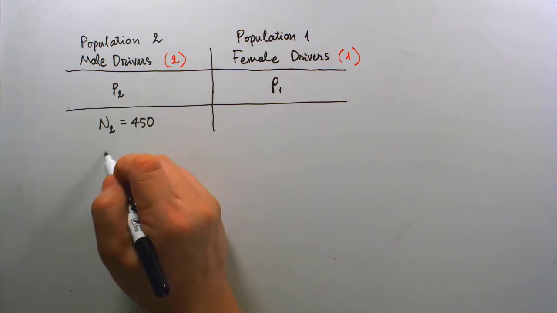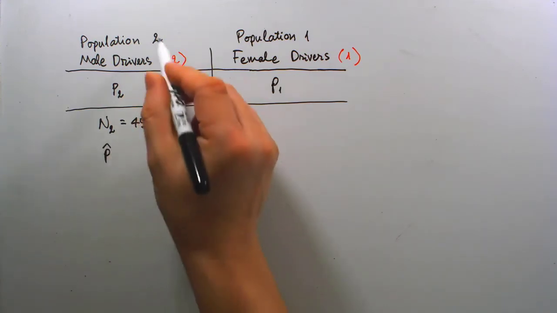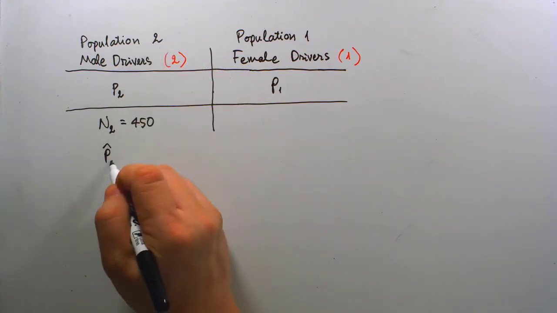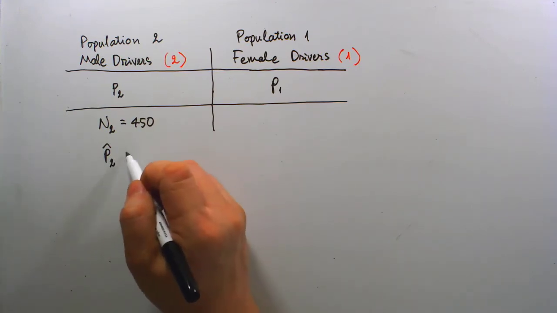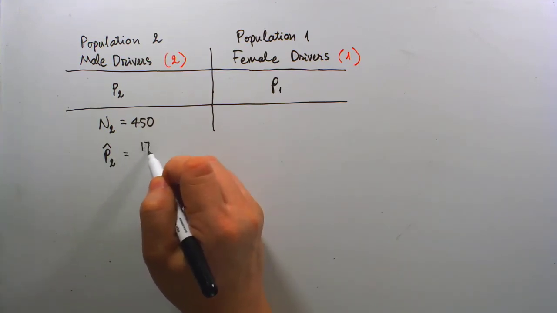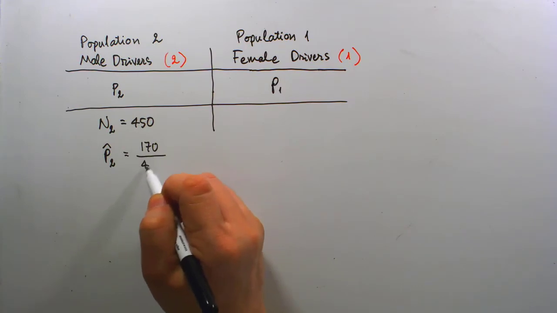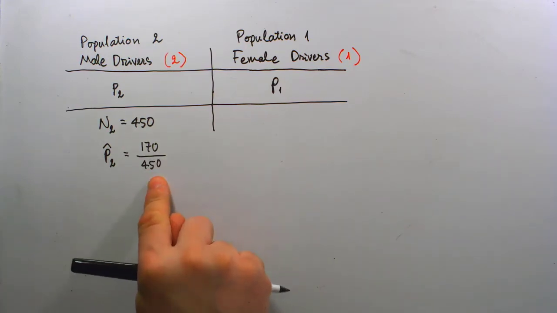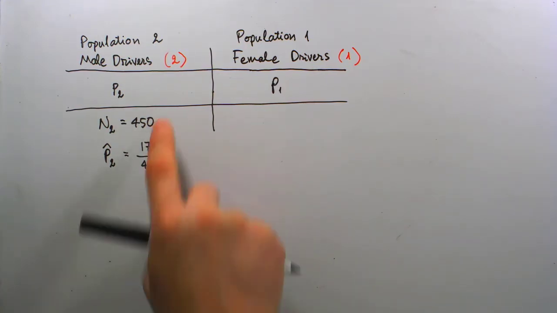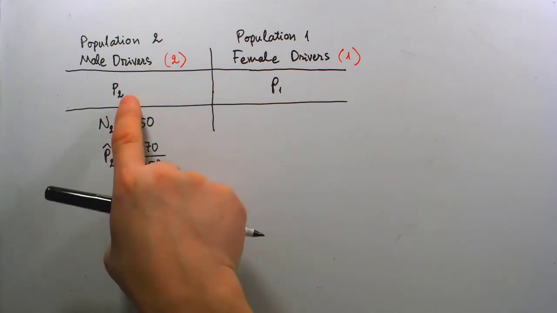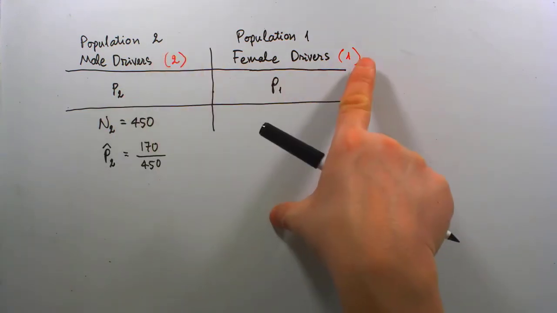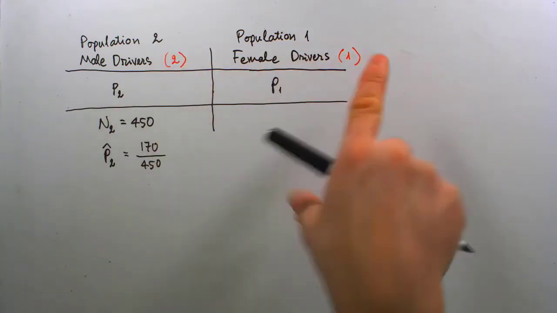And so the sample proportion we found from that population 2 is now regarded as p-hat 2, where it was 170 over 450. So the information itself won't change. It's just that we change the subscript and the actual numerical labeling convention. That's it.